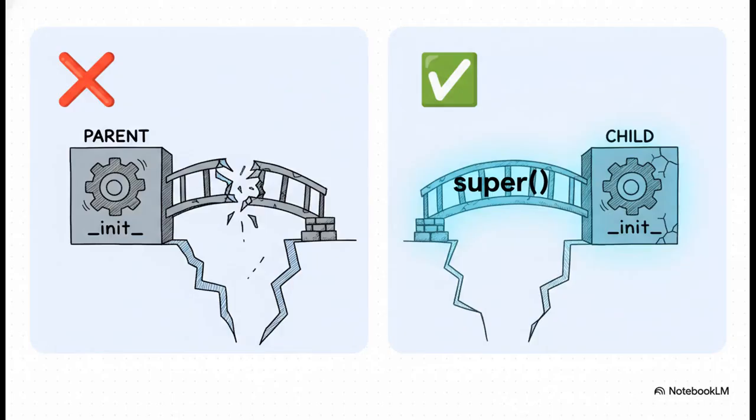This slide shows it all, the before and after. On the left, you've got the problem. The child's init is totally ignoring the parent's setup. The connection is broken. But on the right, bam, we fix it with one simple magical line: super().__init__(). That one line creates the bridge and tells the child, hey, before you do your own thing, make sure you run our parent's setup first.